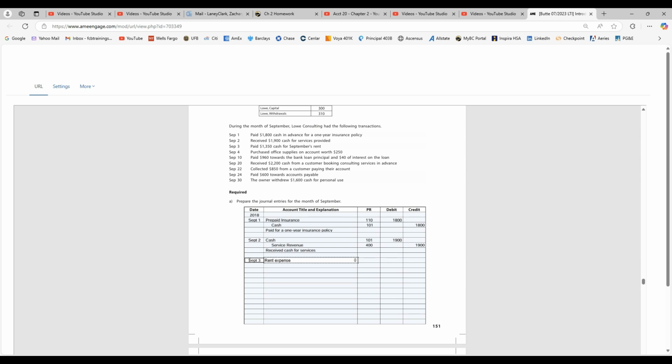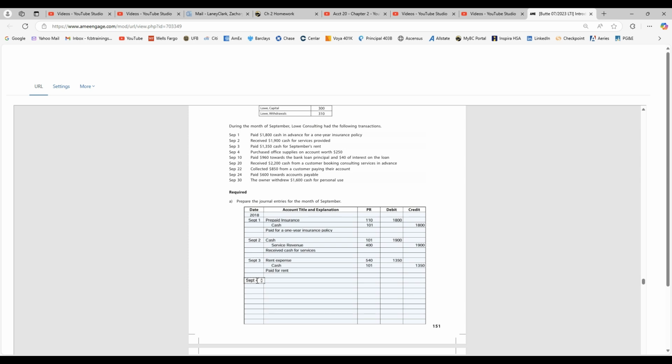Okay. September 3rd, we paid $1,350 cash for September's rent. So I'm going to go ahead and put rent expense in, and rent expense is account 540. And we pay $1,350. One thing to note, a lot of times you might see prepaid rent where you're paying up front for multiple months, but this is just 1 month. So it's not a prepayment, it's just paying for this month specifically. Cash is 101, and we're going to reduce our cash by $1,350. We'll put in a quick explanation, paid for rent. And let's look at the next problem.